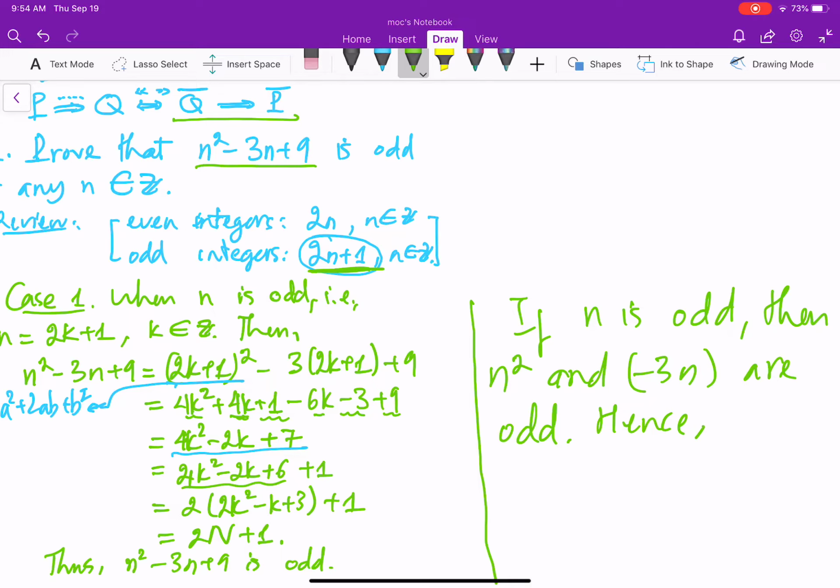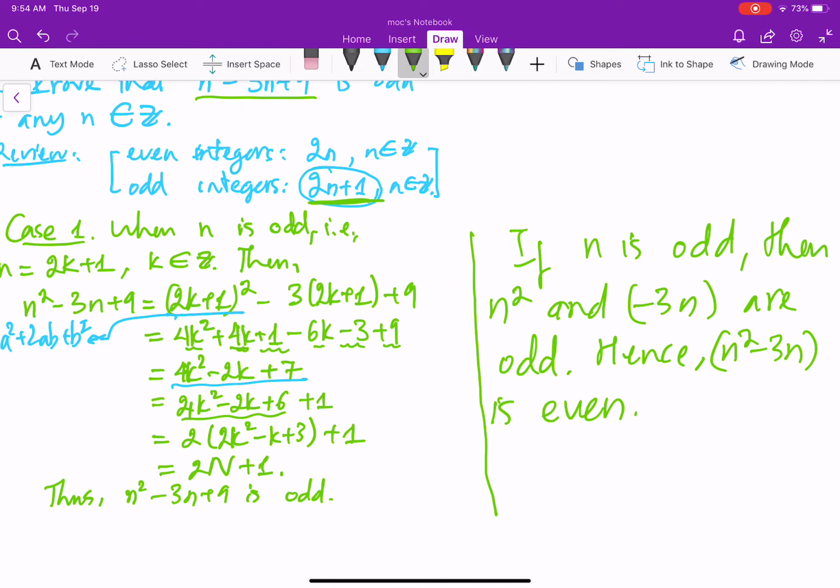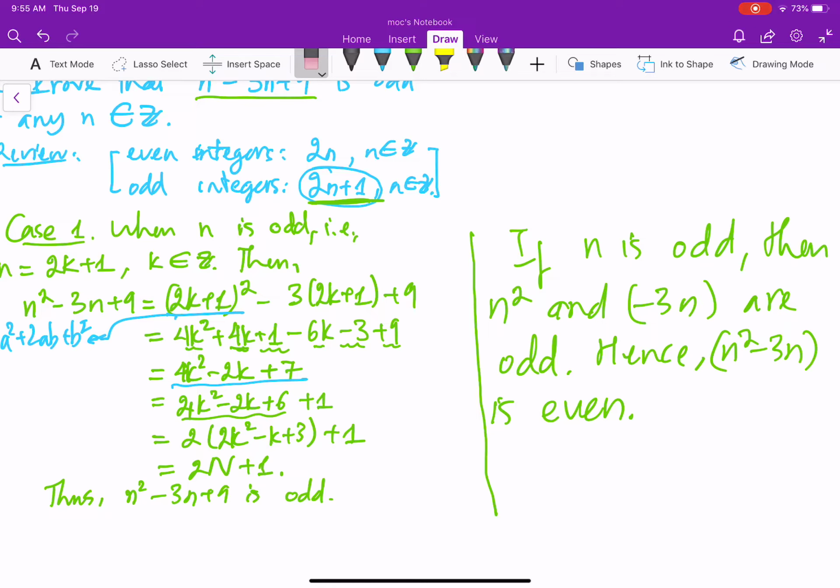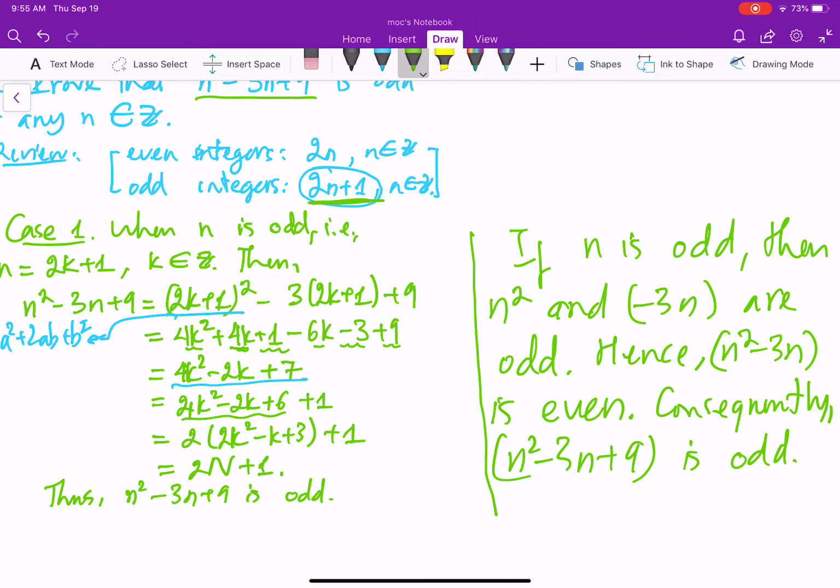Hence n squared minus 3n is even. And now you can write, consequently, n squared minus 3n plus 9 is odd, because 9 is odd, and the sum of an even and an odd is an odd one. This is a very short one.